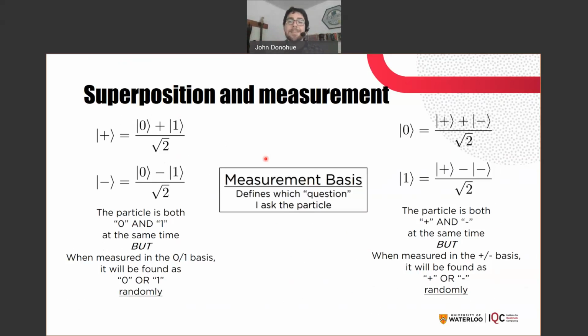Similarly, a plus and minus state looks like a superposition when we write it down as a vector. But if we ask the question, are you plus or minus, it's a definite answer. We no longer think about it like a superposition. Superposition is relevant to the context of the measurement.